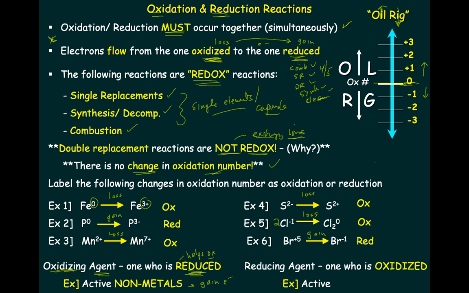And in reverse, a reducing agent is one that's oxidized, because it allows something else to gain electrons. Active metals lose electrons and become oxidized, but they allow something else to be reduced. You're going to have to get used to these terms. It takes a little while. This is where you might have a little trouble labeling them, but with some practice, we're going to be okay. So that's some of your introductory oxidizing and reducing ideas and definitions.